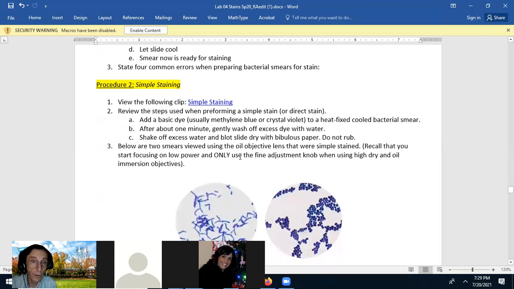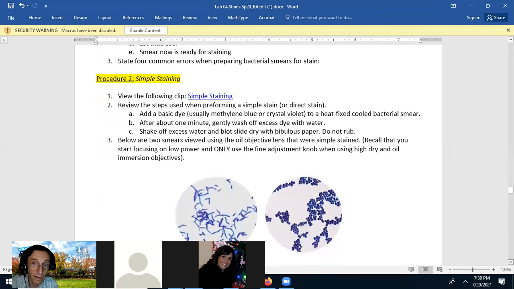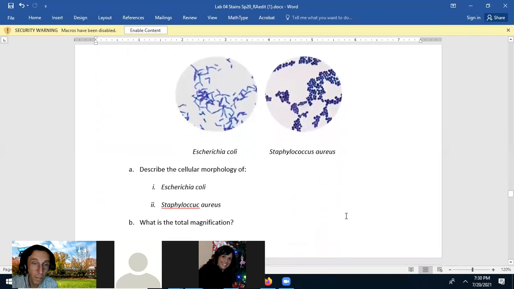And then go through the procedure on simple staining. We have a video of that. And you do need to answer some questions here in the worksheet. Let me show you the worksheet.